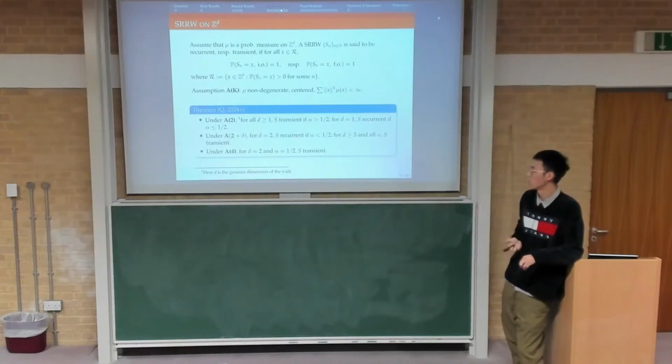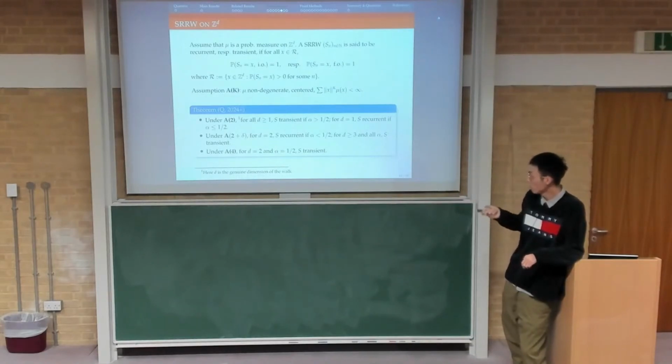Under this assumption, in dimension 2, S is recurrent if alpha is less than 1/2. In higher dimensions, it's always transient for any alpha. At the critical case, dimension 2 with alpha equal to 1/2, I impose an even stronger assumption, the fourth moment assumption. Under the fourth moment assumption, S is recurrent.